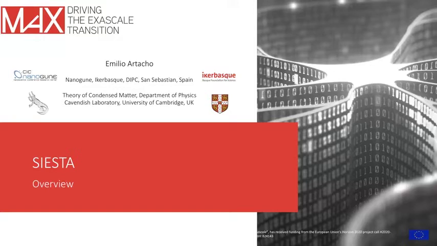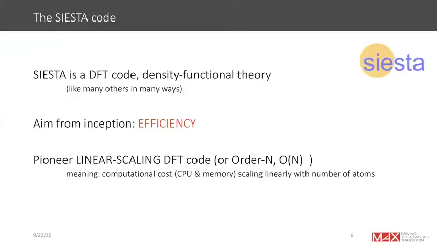Getting into my own talk, it's going to be an overview of the Siesta code. As most of you will probably know, Siesta itself is a density functional theory code. It is like many others in many ways, but from its very inception, Siesta was aiming for efficiency. So it was a code devised to do density functional theory calculations much more efficiently. And efficiently means you can do larger simulation boxes, pack in more atoms of different kinds, and that opens applicability to lots of different kinds of contexts and complexities.